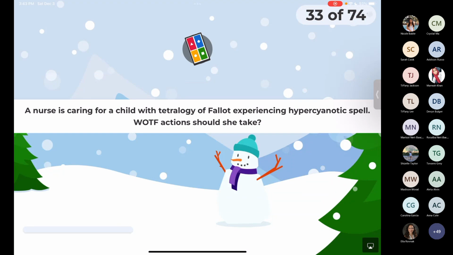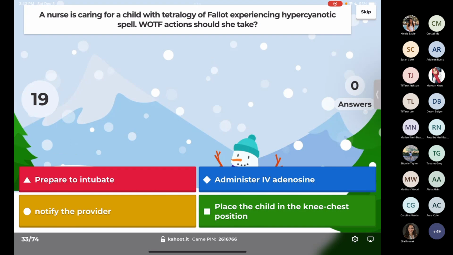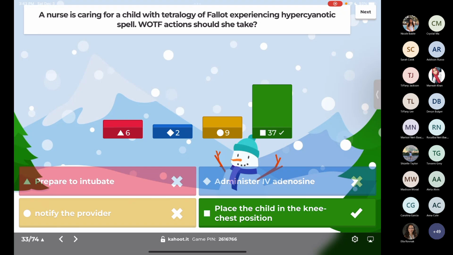A nurse is caring for a child with tetralogy of Fallot experiencing a hypercyanotic spell. Which of the following actions should she take? Good job, guys. So specifically, tetralogy of Fallot, we want to help them tripod. Very good.